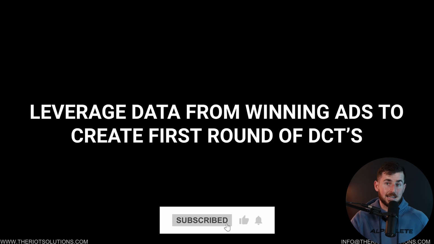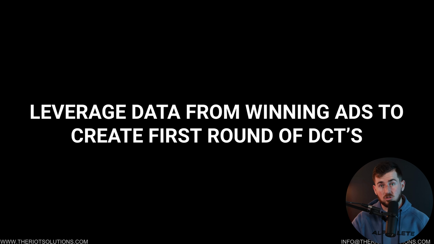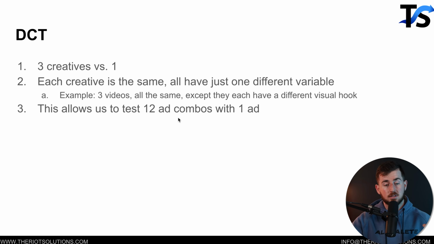And I'm going to start creating my first round of DCTs. This is dynamic creative testing. So we got our baseline established. Now we're going to look to improve that. In a DCT, we're doing 3 creatives versus 1, and each creative is the same except for one different variable. For example, if it's 3 videos, all are the exact same except each has a different visual hook. This will allow us to test 12 ad combos with 1 ad. And I'm going to show you an example of what that looks like.